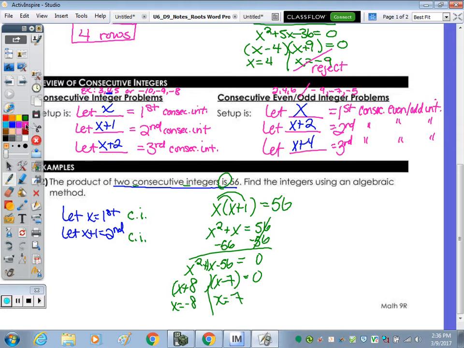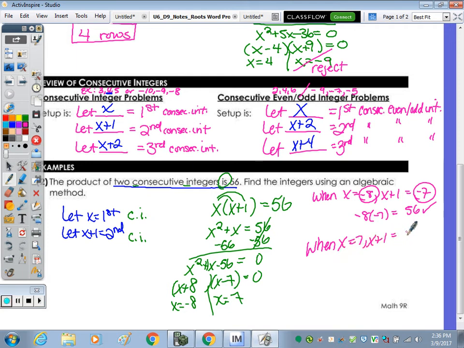So when x is negative 8, what's x plus 1? Negative 7. Good. It says the product has to be a positive 56. So if you multiply negative 8 times negative 7, do you get a positive 56? Yeah, so that works. When x is 7, what's x plus 1? So plug in the 7, 7 plus 1, 8. And is 7 times 8 also 56? Yes. So we have two possible solutions.